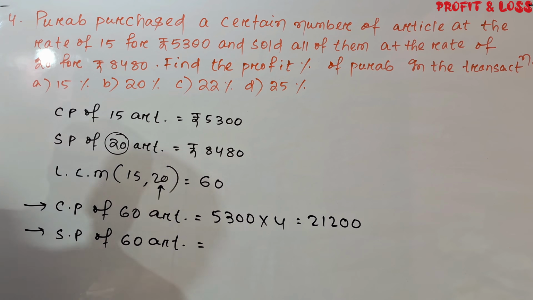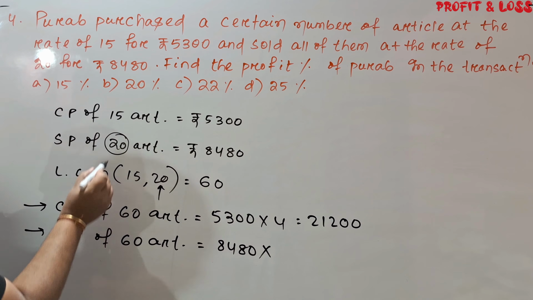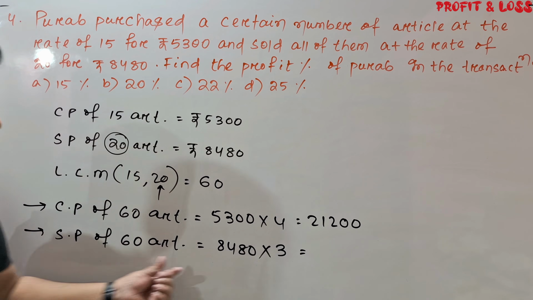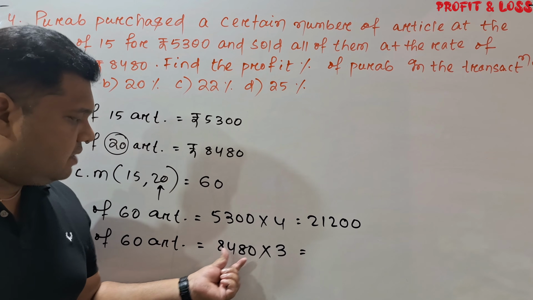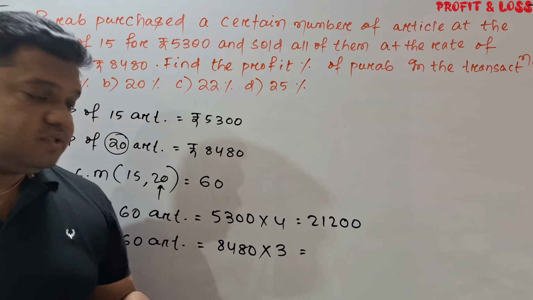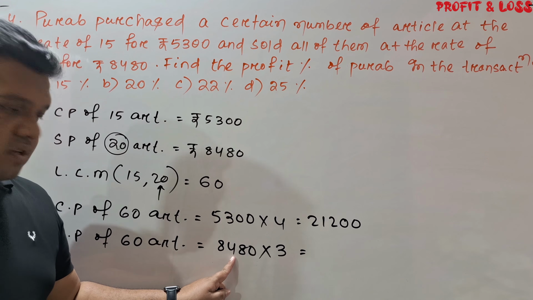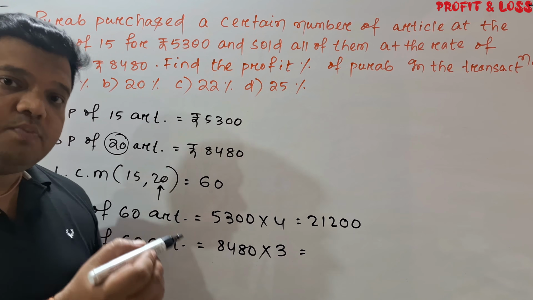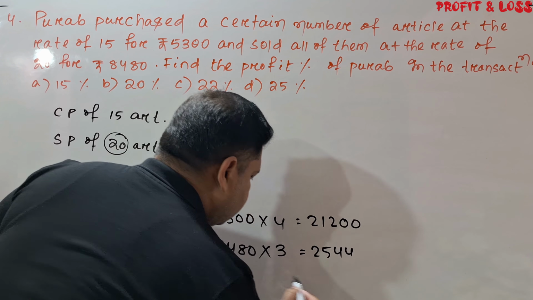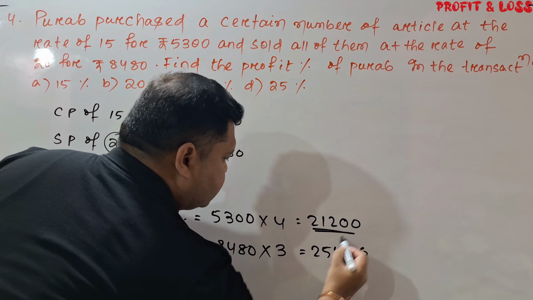Similarly, the selling price of 60 articles is equal to 8480 into 3. So if I multiply 3, how much will I get? Consider this is 850. 850 into 3. 850, 1700. Again 850. That is equal to 2550. But this is 48, so 2 into 3, 6. So 2550 minus 6 is 2544, and the 10 is there. Done. So the cost price is this much, the selling price is this much.